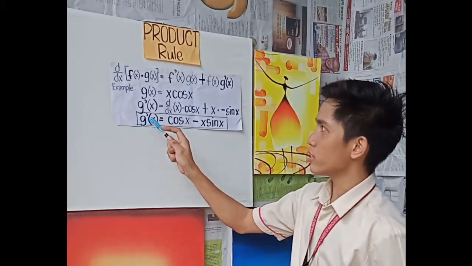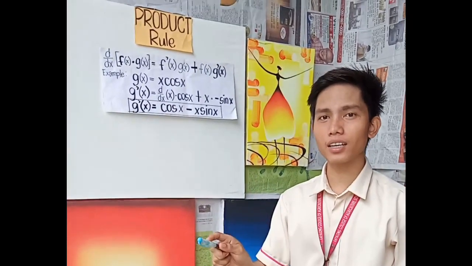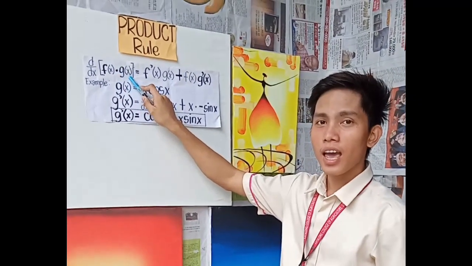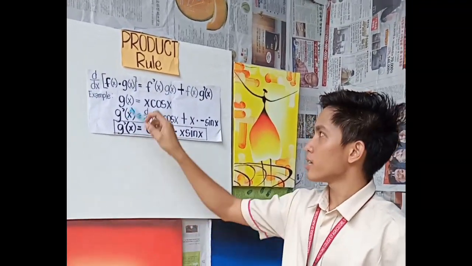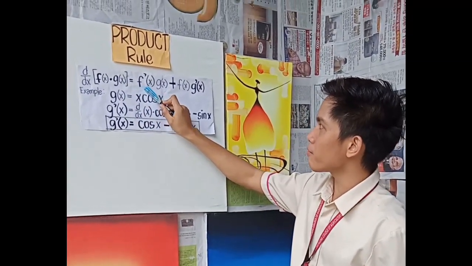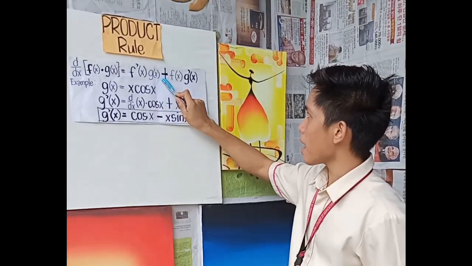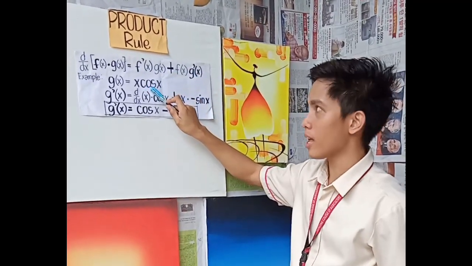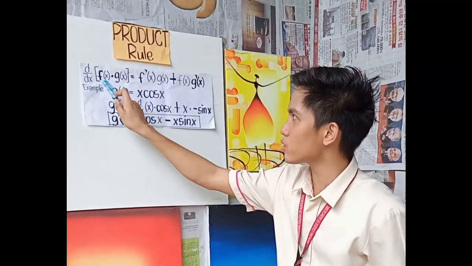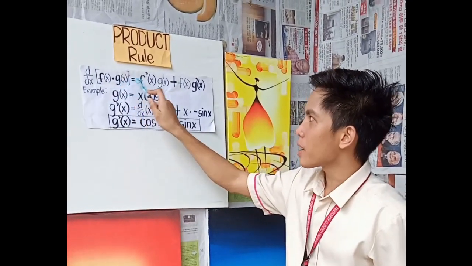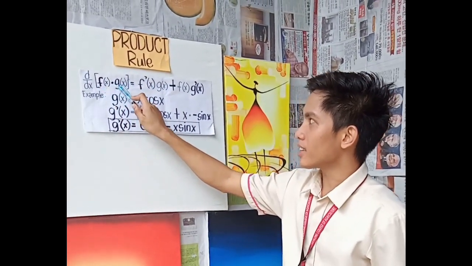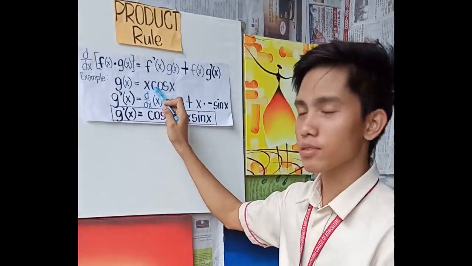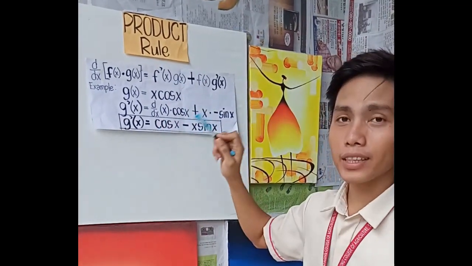If we have some function that can be expressed as the product of two functions, let's say f of x times g of x, and we need to get its derivative, that is going to be equal to f prime of x times g of x plus f of x times g prime of x. That is the product rule: the derivative of the first function times the second function, plus the first function times the derivative of the second function. For example, if we have g of x equal to x times cosine of x, we need to apply the product rule.